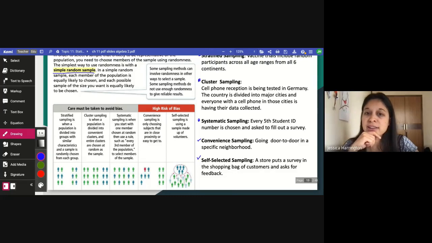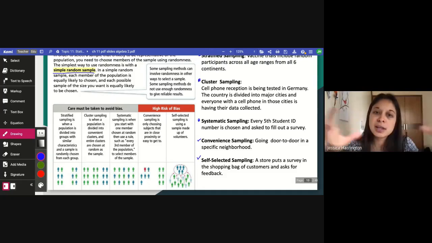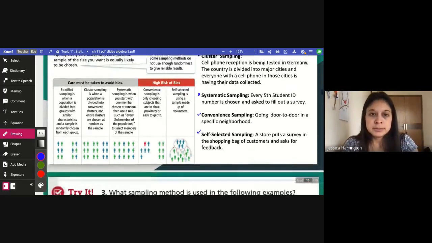And then self-selected sampling is when you only include people that want to be included, almost like they're volunteering. So a store puts a survey in the shopping bag of customers and asks for their feedback. Only the people who feel like it are going to fill in that survey and mail it back. You're not really getting a true sample, right? Because you can think about that. Who generally fills out forms or gives feedback? People that are really happy or people that are really upset? You're really missing out on that middle chunk.